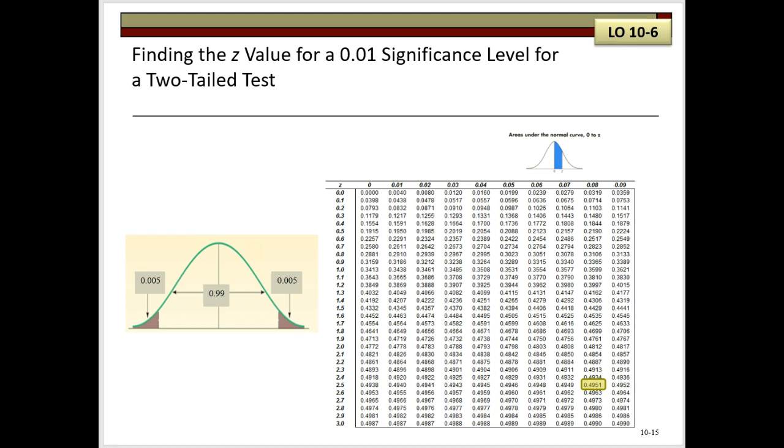Then to obtain the lower critical value, you're going to use the same thing, except instead of 0.995, you'll put 0.005. This function will yield a critical z-value of negative 2.5758.